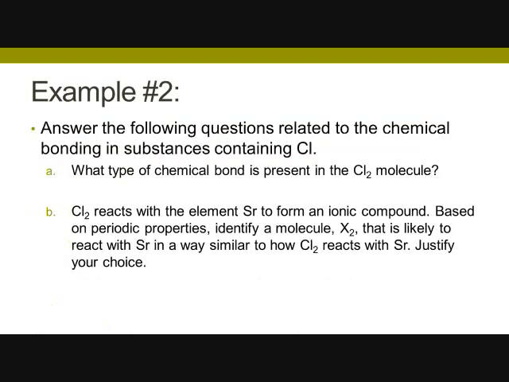Answer the following questions related to the chemical bonding in substances containing chlorine. This is taken from an AP question that partly relates to what we're talking about. In A, what type of chemical bond is present in the Cl2 molecule? Well, the Cl2 molecule is just a bond between two chlorines. Since there isn't a metal present, it's going to be a covalent bond.